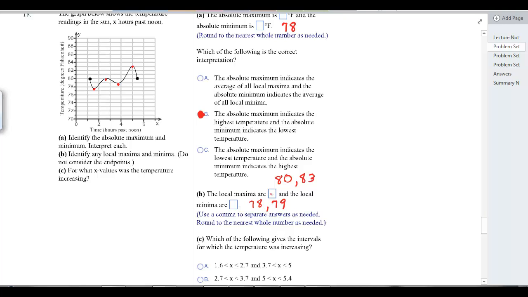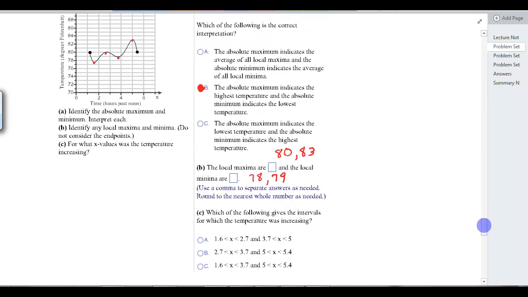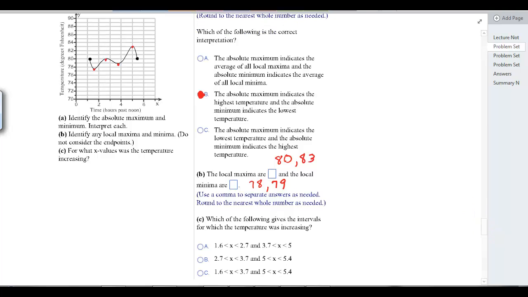All right. And which of the following gives the intervals for which the temperature was increasing? Well, let's see. It was increasing from here to here, and it was also increasing from here to here. So those are x values that we talk about. Which one would that be? Looks like this is 1 point, it's about halfway, so maybe 1.6 to 2, here would be 3, 2.7, that seems right, and from 3.7 to 5, yes, so this is it. You're just going to have to look at them and check and see, but that actually does fit with our picture.